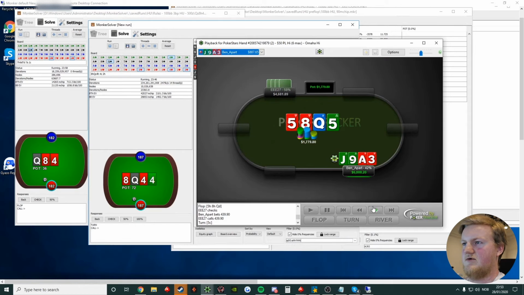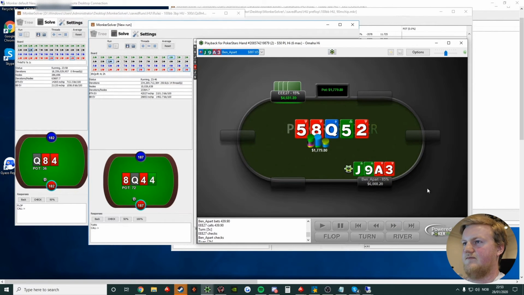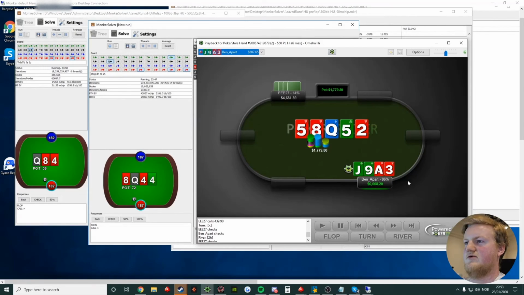In the hand, I ended up checking, and he got checked to me again. And first of all, here I was kind of unsure about what sizing to choose, because this is obviously a clear value bet. So going too small doesn't make much sense, because I'm representing a flush at the minimum. The fact that he's checking is mostly saying that he has some kind of showdown value, maybe like a queen or better. So giving him too good of a price doesn't make sense when we have a bluff.